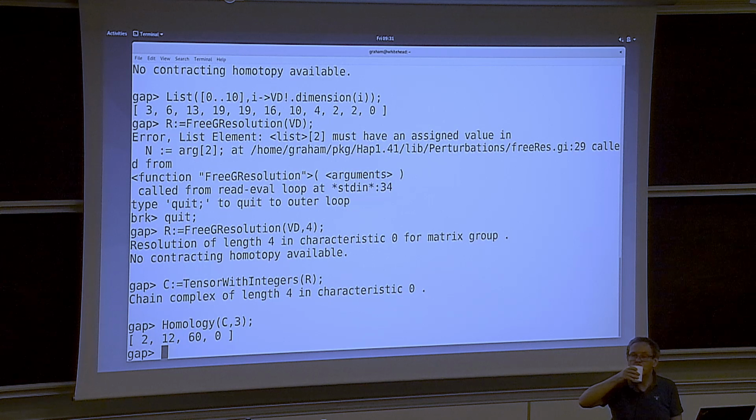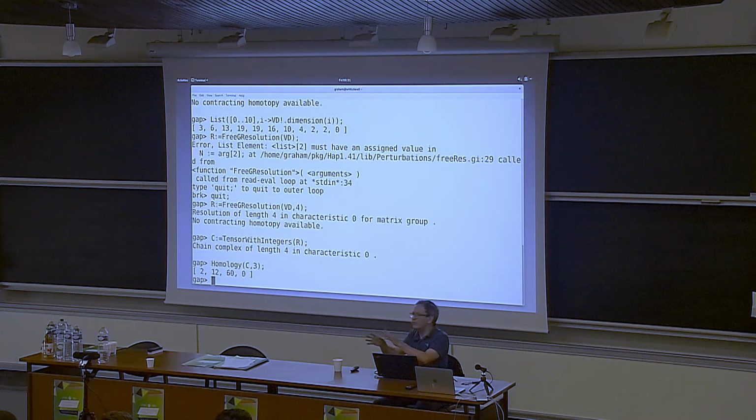Which package are you using? Well, I'm using the HAP package, which builds on the polycyclic package. I'm using lots of packages, in particular all of the packages required by the HAP package. When you load one package, it pulls in other packages. For what it's worth, the integral homology in degree 3 is Z2 plus Z12 plus Z60 plus Z.